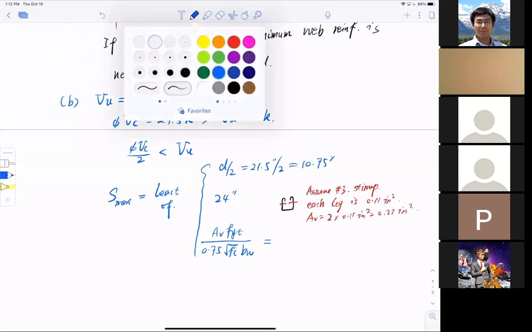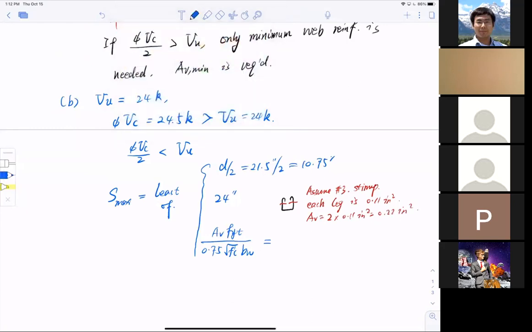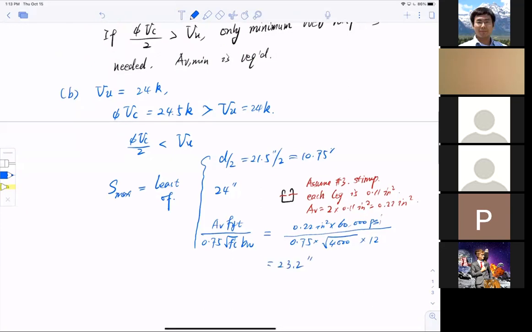All right, so now I can plug in, so this is 0.22 inch squared multiplied by 60 KSI, but let me convert it back to PSI, okay? 60,000 PSI, and divided by 0.75 multiplied by square root of 4,000, again PSI, multiplied by 12 inches, okay? And I get this number to be 23.2 inch.